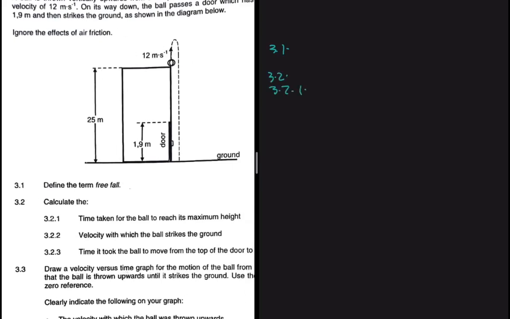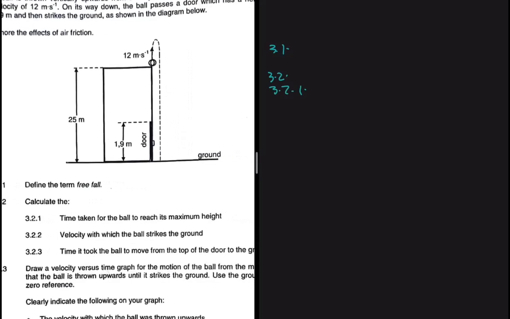3.2.1 is saying that let's calculate the time taken for the ball to reach its maximum height, right? So let's do a bit of conceptualizing here. So we are at the top of the building here, and then the ball is thrown up with some Vi, which is equal to 12 meters per second, right? And then the ball goes up until it reaches some maximum height.